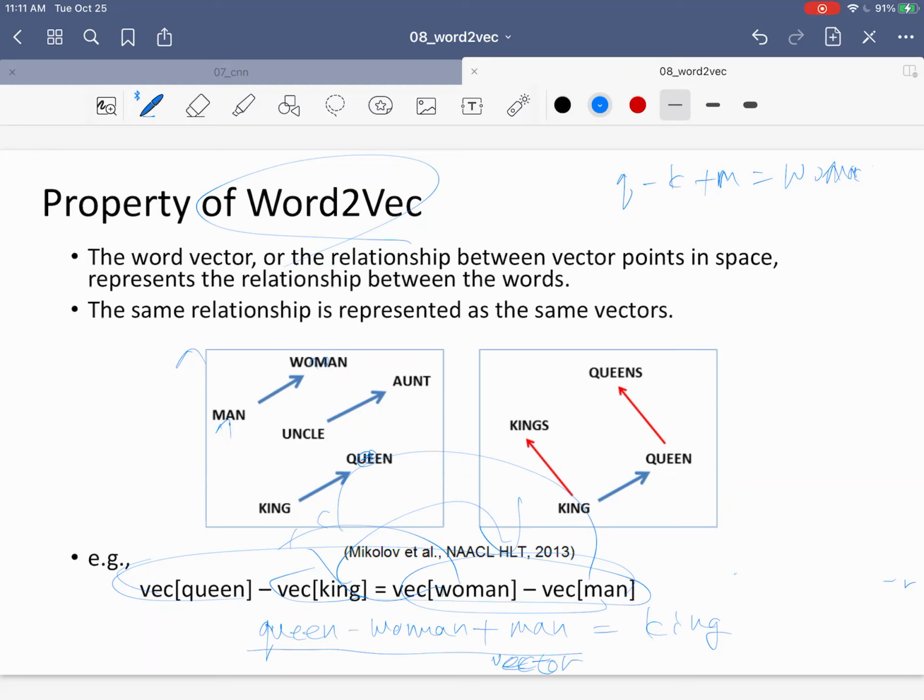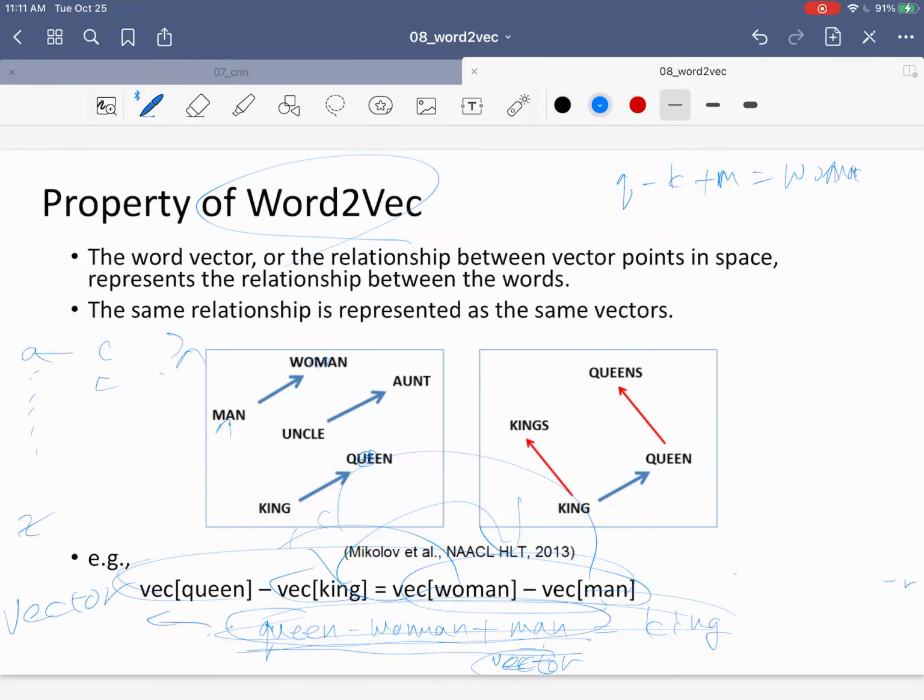So when people show this kind of example to you, this doesn't mean that this vector is exactly the same as the king vector. It means that, first of all, when you do these minus and plus operations, you will get a vector, and then out of all the words from A all the way to Z, you will have different vectors, right?